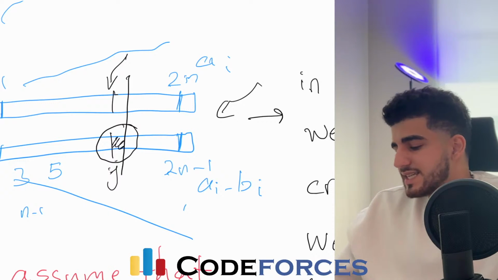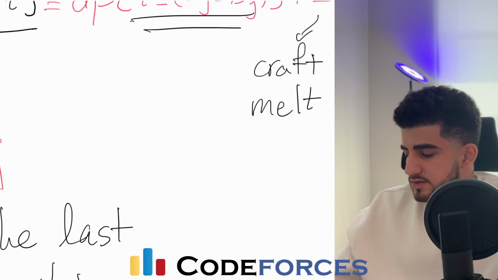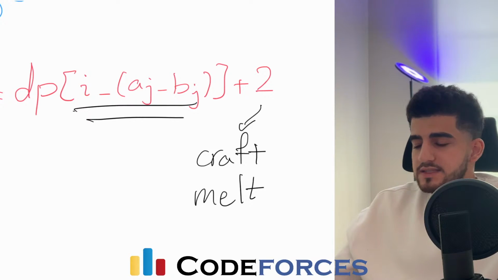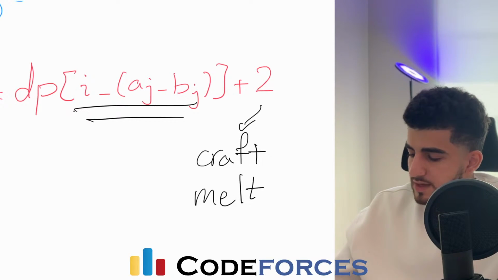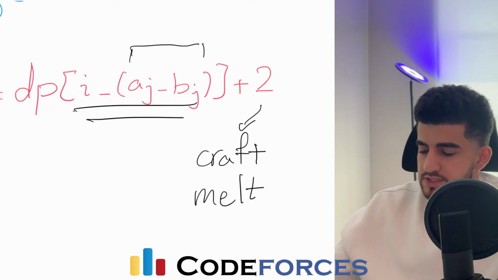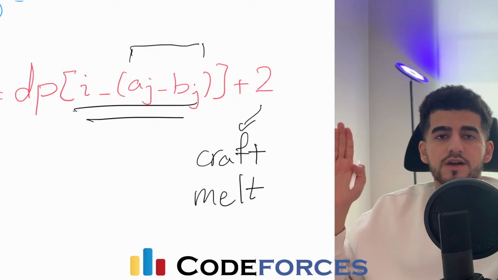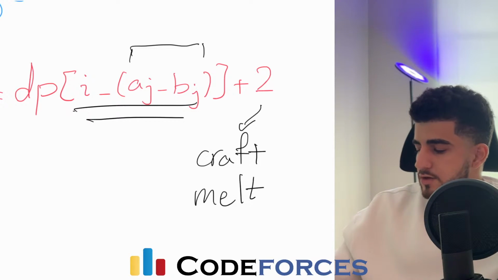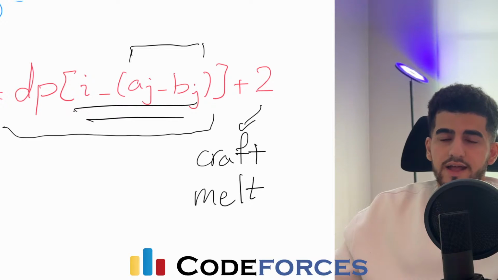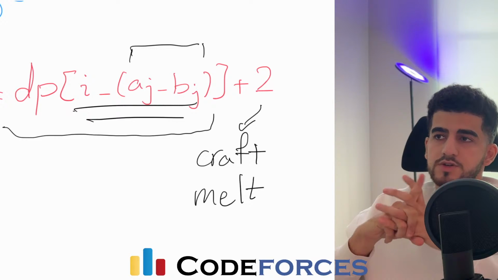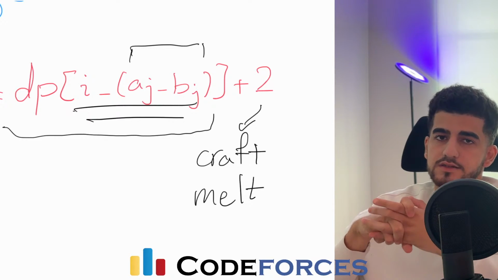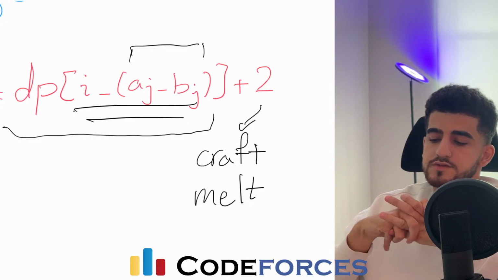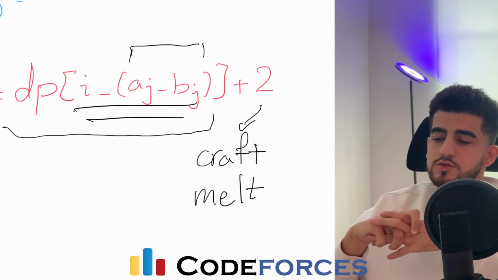Therefore, I can say that I just craft that one and melt it back. What happens if I craft that one and melt it back? I will lose this much, AJ minus BJ, which is the minimum value of A minus B in the first J values. So my dp is going to be this dp plus 2. And that 2 is because I'm crafting and then melting back, so there are 2 operations for that. Is it clear now? Shall we move on to the code?